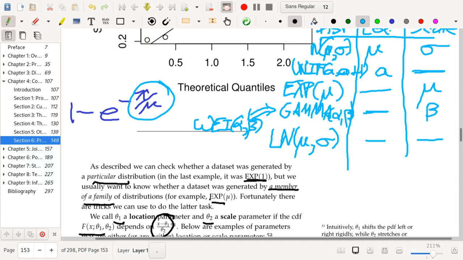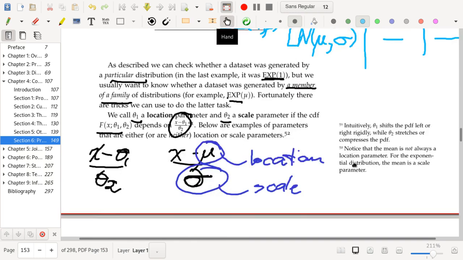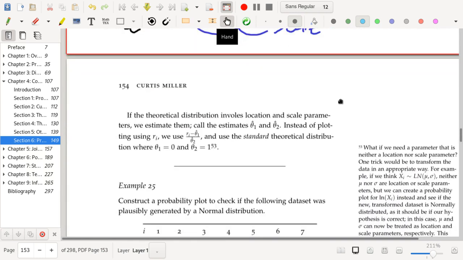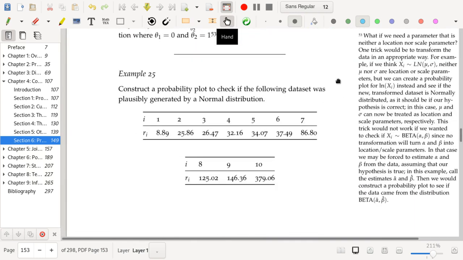But I do think that you could probably reparameterize the beta distribution in terms of maybe the midpoint of its support and the range of its support, and that would probably be a location scale situation. So you could probably reparameterize it if you wanted to. That said, you're still left with what are you going to do about the shape parameters? None of this tells you what you're going to do about the shape parameters.